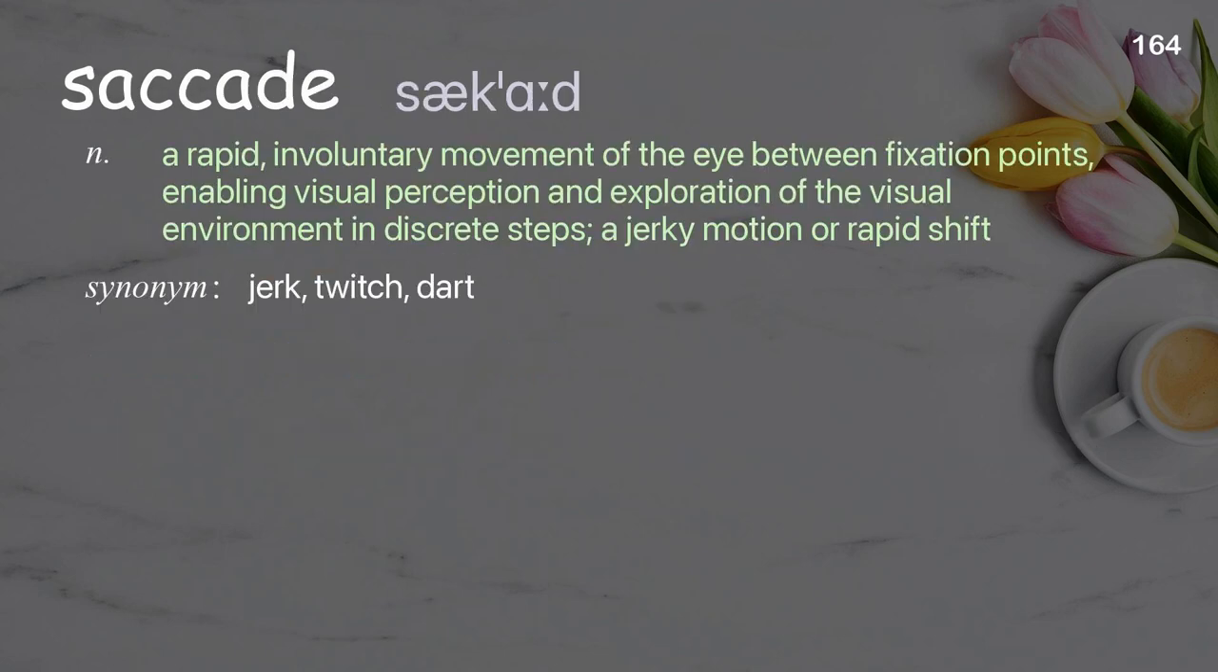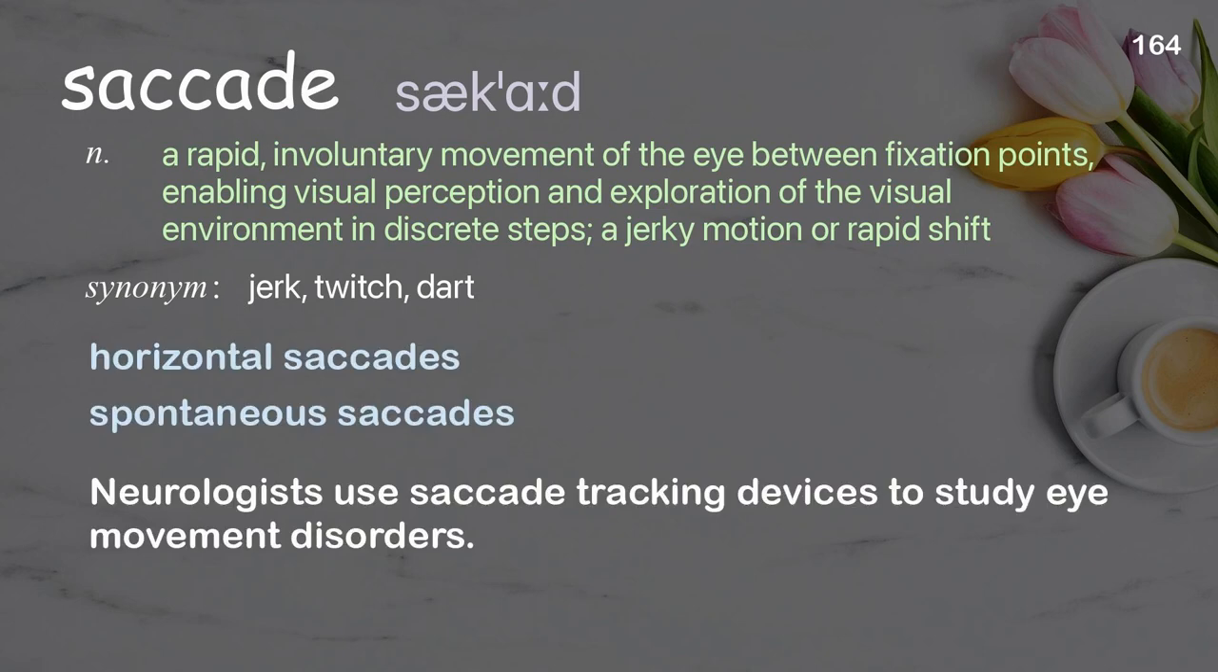Saccade. A rapid, involuntary movement of the eye between fixation points, enabling visual perception and exploration of the visual environment in discrete steps, a jerky motion or rapid shift. Examples: Horizontal saccades. Spontaneous saccades. Neurologists use saccade tracking devices to study eye movement disorders.